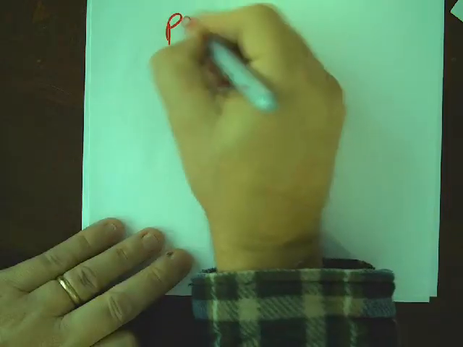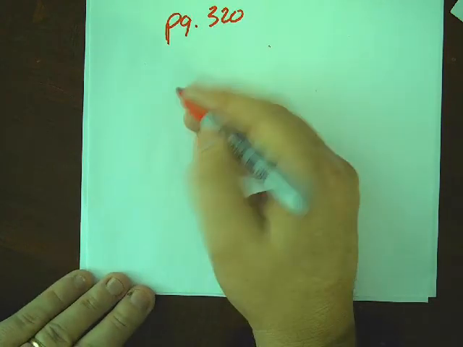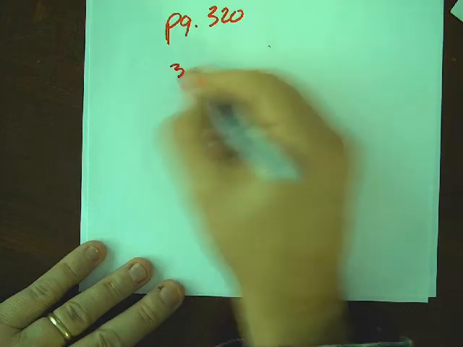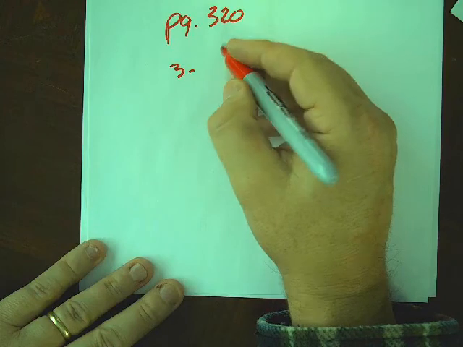Okay, let's take a look at what we want to do for homework. All right, so we're going to start on, that was number 11, right? Yeah, that was number 11. So let's start on page 320. We're going to start with number 3. And we're going to go through, for sure, 7.